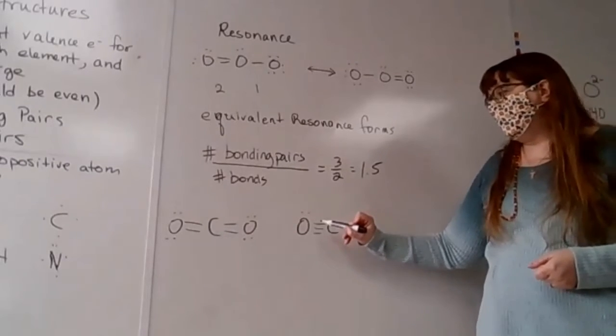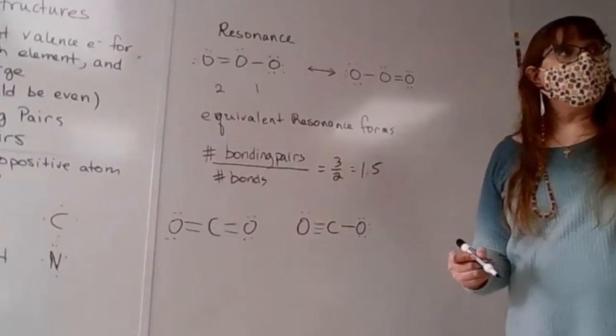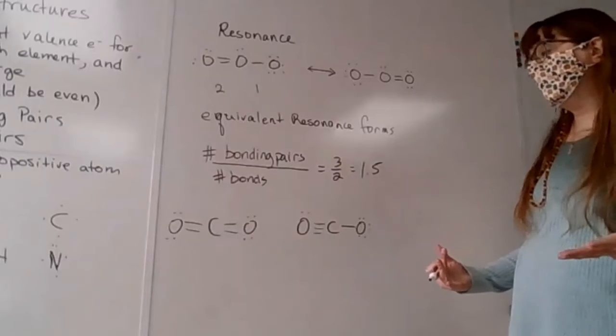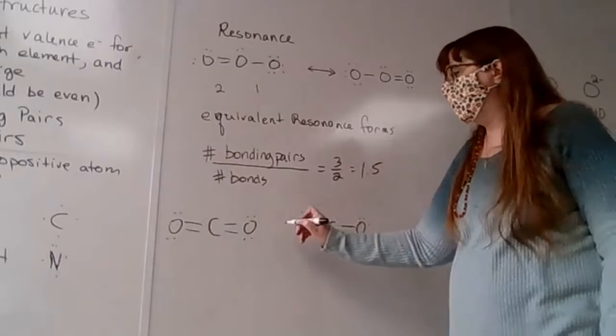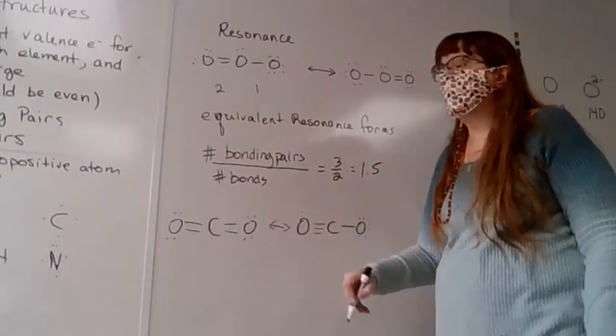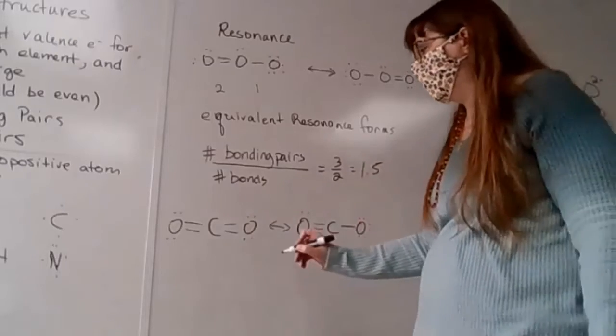This has an octet, this has an octet, this has an octet. Since they all have an octet, they're all valid forms, but they are not equally likely to happen. So I can still draw the arrow in between, but I would call these non-equivalent resonance structures.